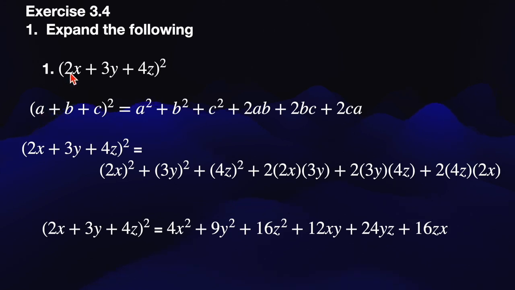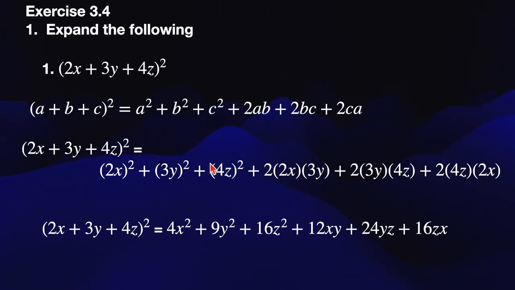What is a? 2x. B is 3y. C is 4z. So write down in place of a, 2x, so you get 2x square like this. A square, in place of a we are writing 2x. B we are going to write 3y, so 3y square. In place of c we are going to write 4z. Here also plus 2a, a is 2x, b is 3y, plus 2 into bc. So this is b, this is c, and this is c, and this is a.